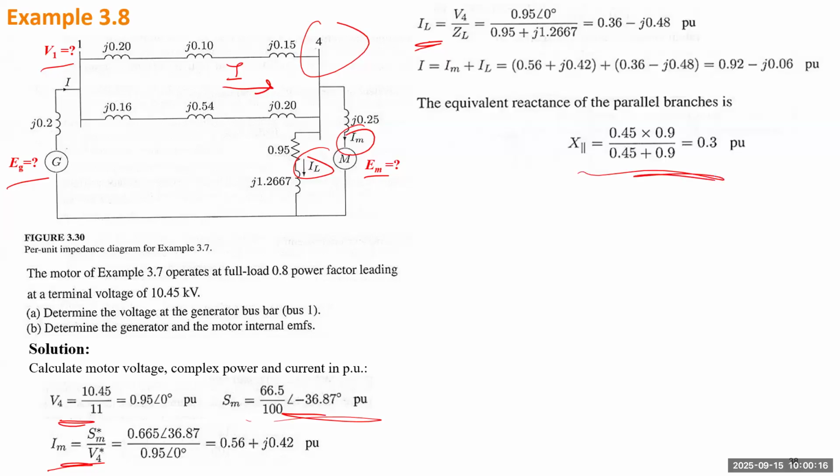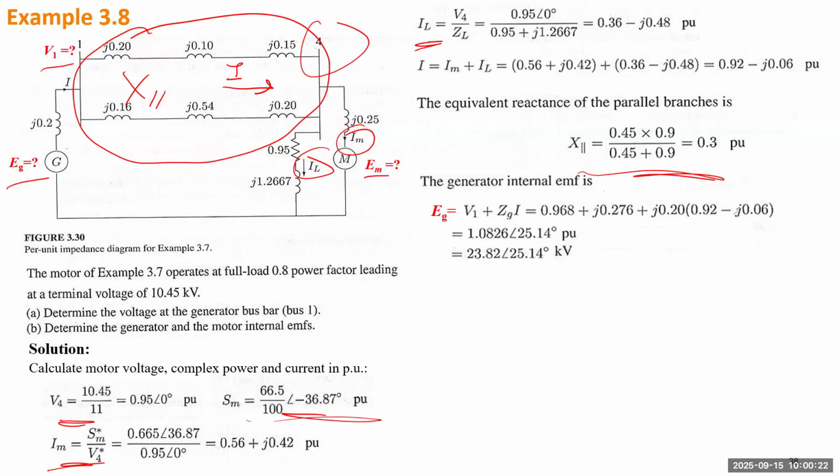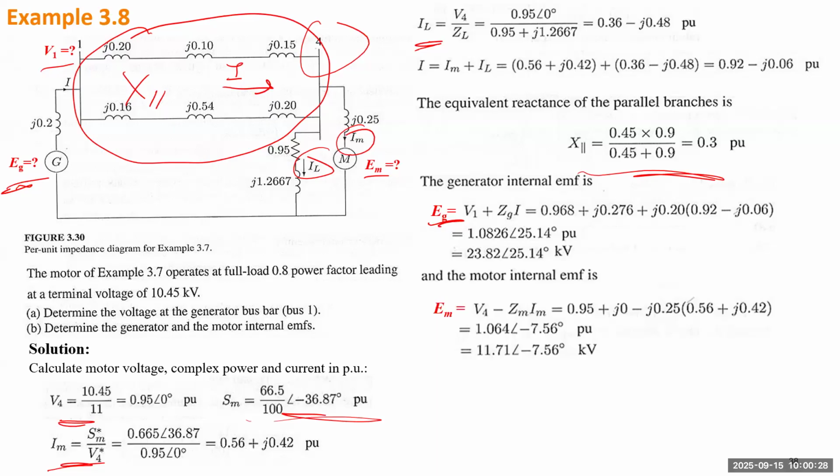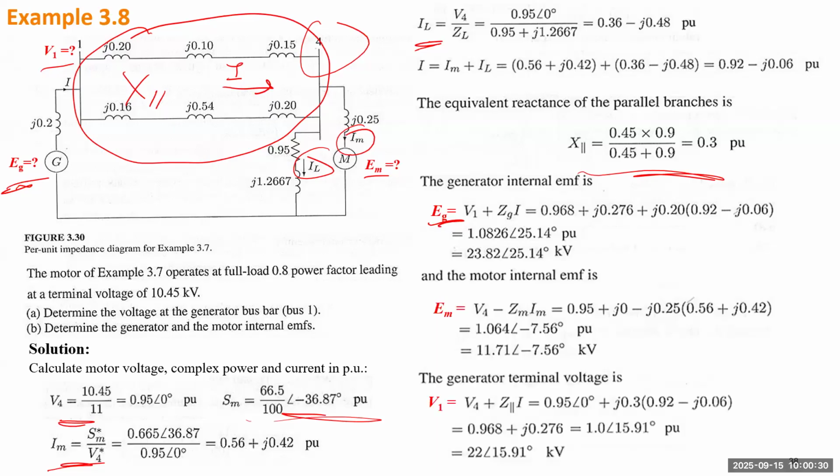This step is just to calculate the total parallel readings. Using those readings, you can calculate this voltage, the motor voltage, and the substation 1 voltage. I won't go into the details. You can easily understand those steps from the textbook. All right.